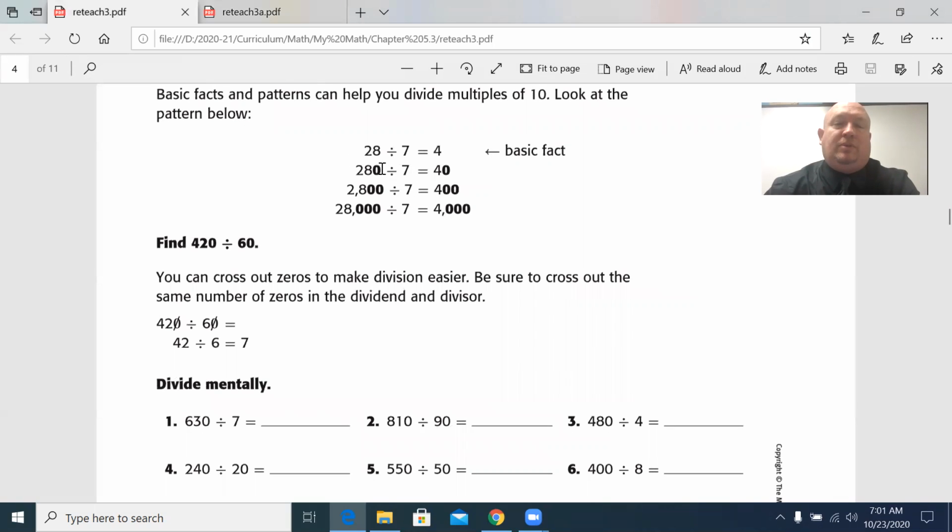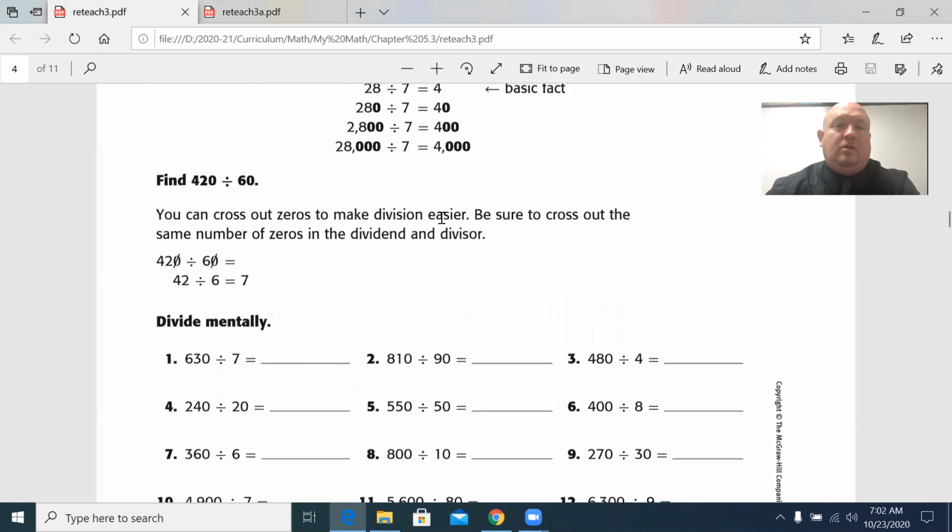So you notice as I multiplied this side, or my dividend, by 10, my quotient or answer was multiplied by 10. So 1 zero, 1 zero, 2 zeros, 2 zeros, 3 zeros, 3 zeros. And that's one way we can do this.